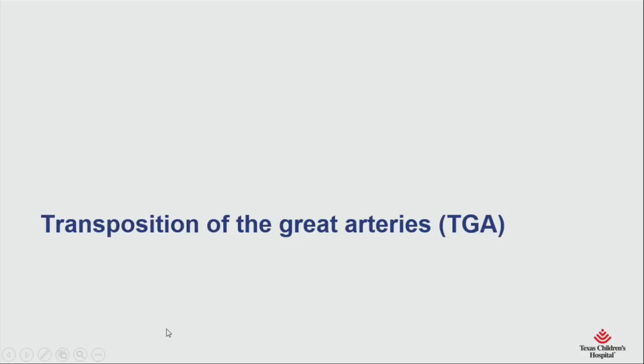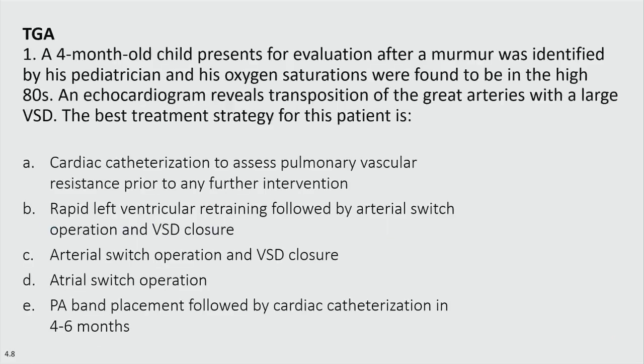All right, let's now talk a little bit about transposition. So let's start with a question. A 4-month-old child presents for evaluation after a murmur was identified by the pediatrician. Oxygen saturations were found to be in the high 80s. An echo reveals TGA with a large VSD. Best treatment strategy: a cardiac cath to assess pulmonary vascular resistance, rapid left ventricular retraining, arterial switch with VSD closure, an atrial switch operation, or a PA band followed by cardiac catheterization in 4 to 6 months.